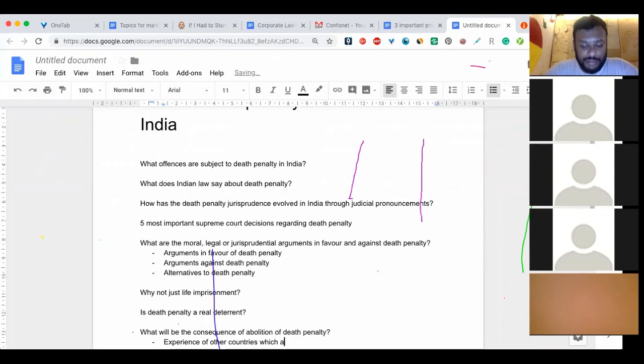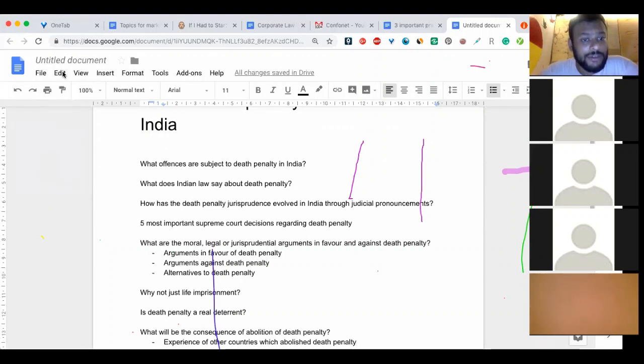which abolished death penalty, right? Death penalty was there almost all over the world at a point of time. At the time of the Second World War, almost every country had a death penalty, but now so many don't have. So the experience of other countries which abolished death penalty will help you to understand what can happen in India, right? Then you can have some argument also that those countries are different, our country is different, but that is all fine. You are free to have whatever arguments you want.